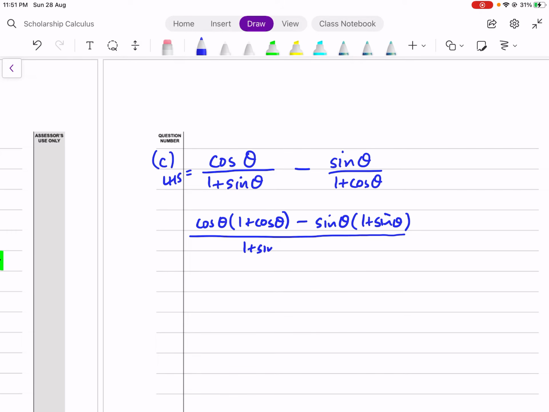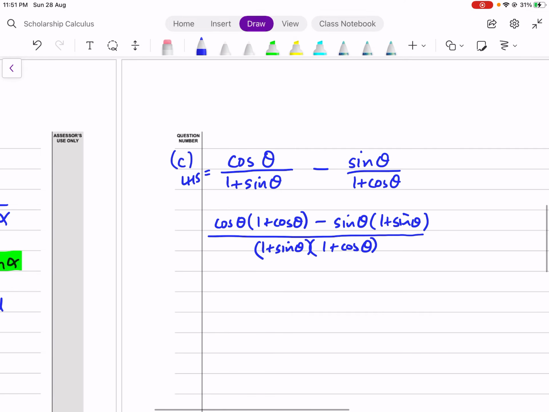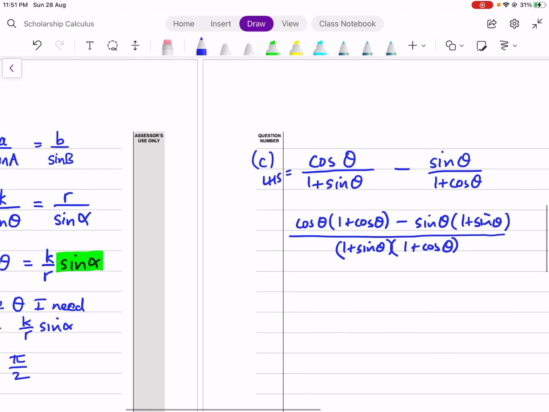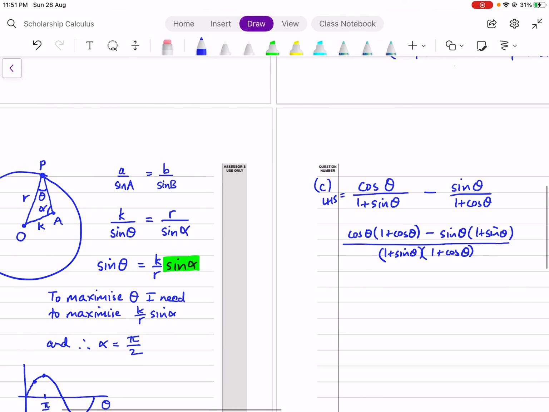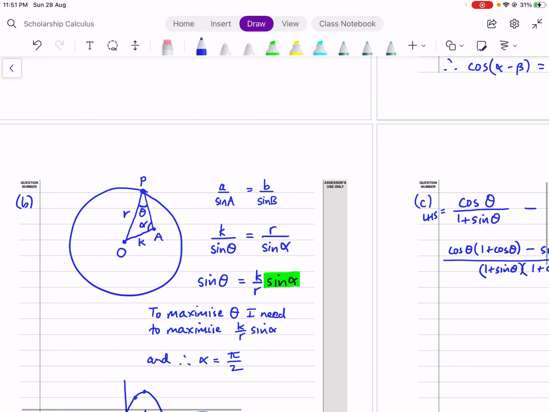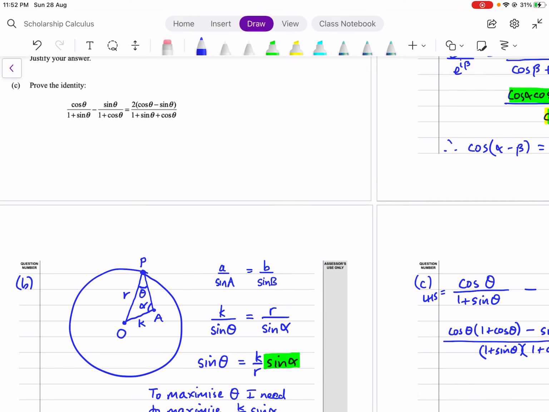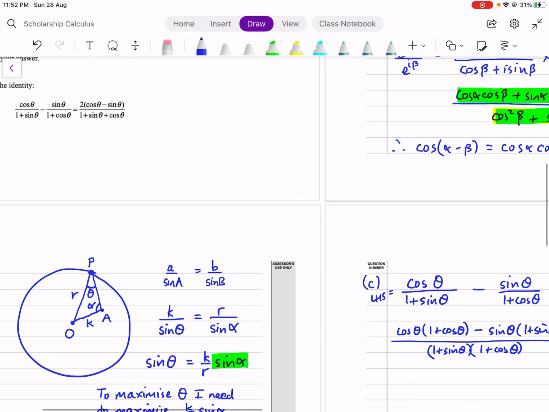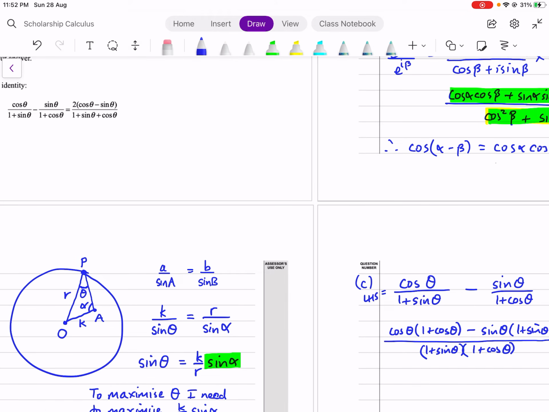Okay, so that's what we've got so far. Now, I only expand stuff if I really feel I need to. The denominator I'm aiming for has 3 terms. If I expand this, I'm going to get 4 terms. So I'm going to get an extra term I don't want. So I'm going to leave it factored.